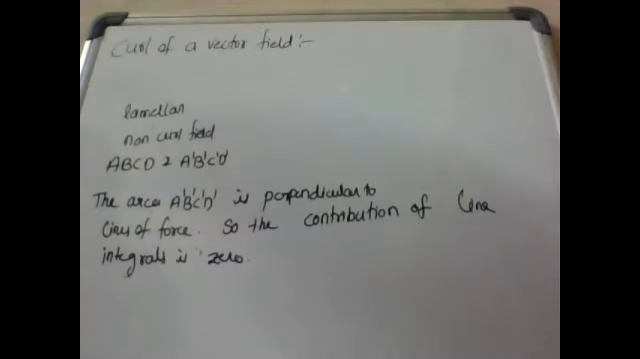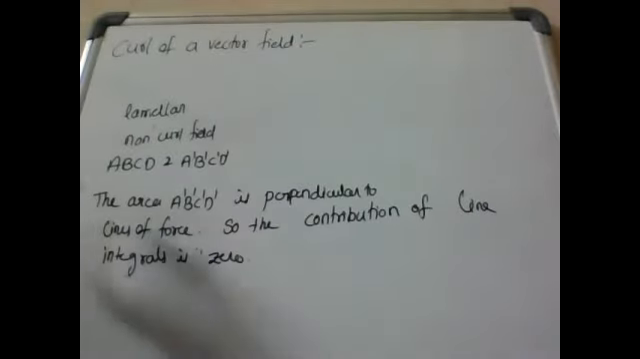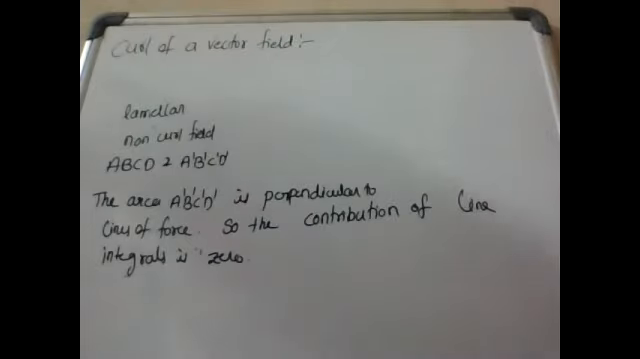After that, for area ABCD, the line integrals along AD and BC are 0, while the line integrals along AB and CD are not 0. This shows that there is a certain orientation of the area for which the line integral is maximum. Here, the area A dash, B dash, C dash, D dash is perpendicular to lines of force, so the contribution of line integral is 0.